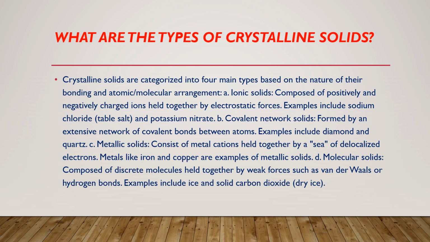Second is covalent network solids, formed by an extensive network of covalent bonds between atoms. Examples include diamond and quartz. Third is metallic solids, which consist of metal cations held together by a sea of delocalized electrons. Metals like iron and copper are examples of metallic solids.